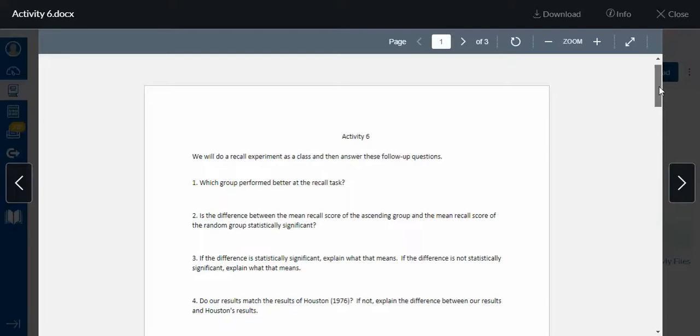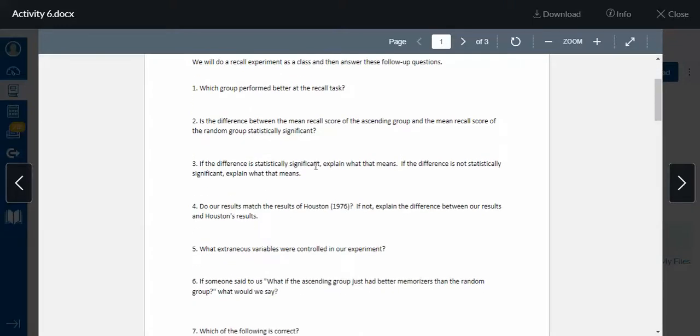And it says, if the difference is significant in your made-up data set, explain what that means. And if it's not significant, explain what that means. So if you end up getting a significant difference, then what you would say for question 3 is, I'm confident that the presentation order did have an effect on memory. So you would say, I'm confident that the difference in recall between ascending and random isn't due to chance factors. I'm confident that the presentation order actually had an effect.